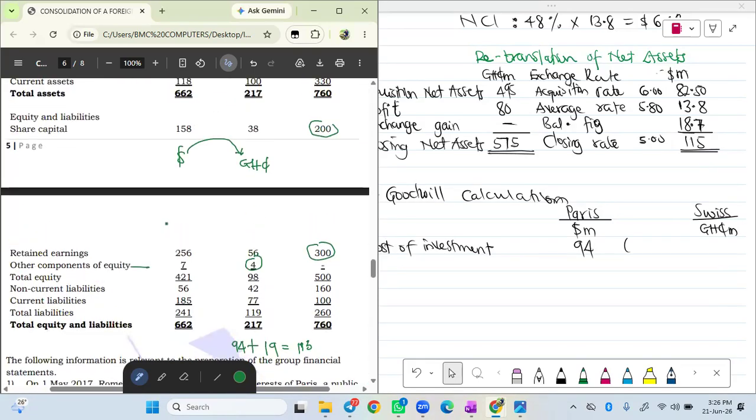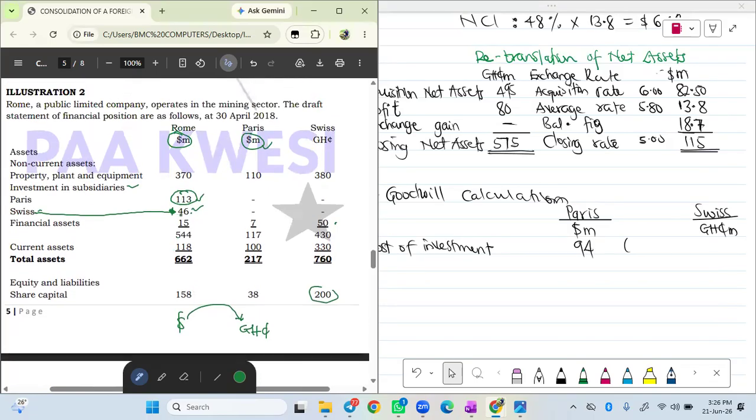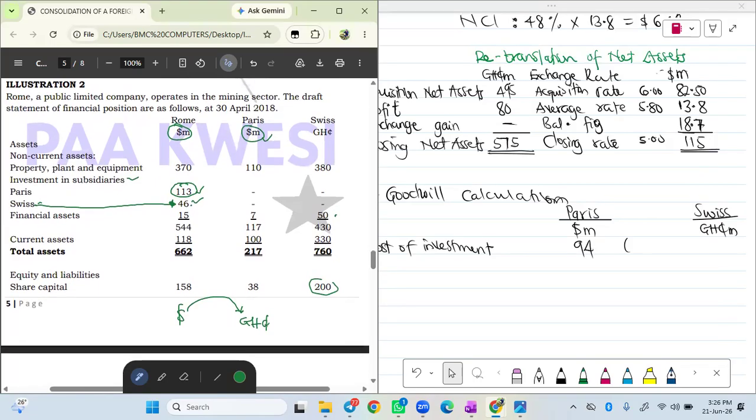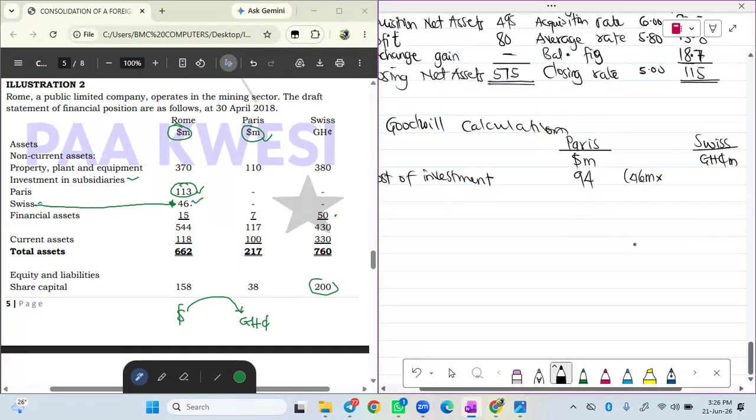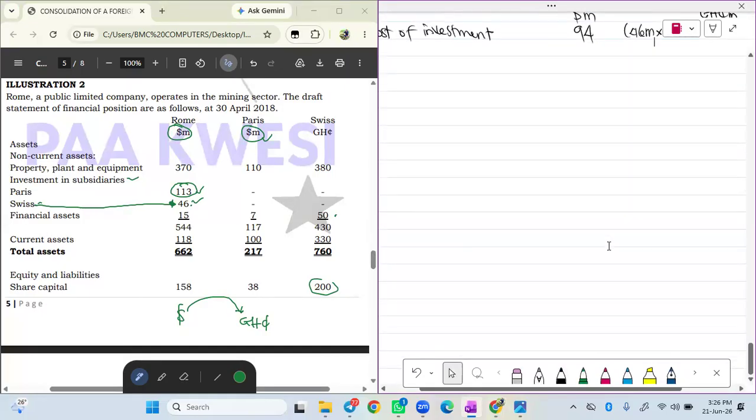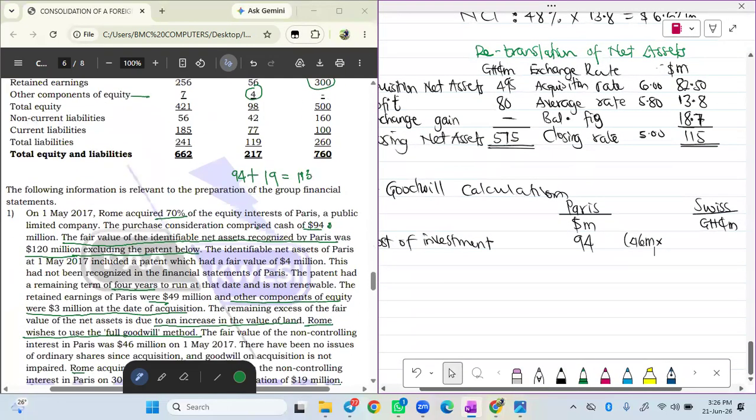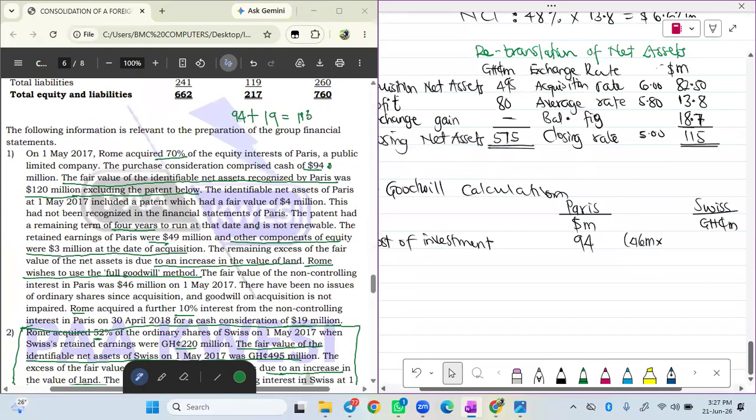So now we have to convert this $46 million. It is in what? Dollars. It spends $46 million, so you convert to cedis. And whenever you are converting from a higher currency to a lower currency, what do you do? Multiply. Therefore, you multiply the 46 million here by the rate. And what rate are you going to use?